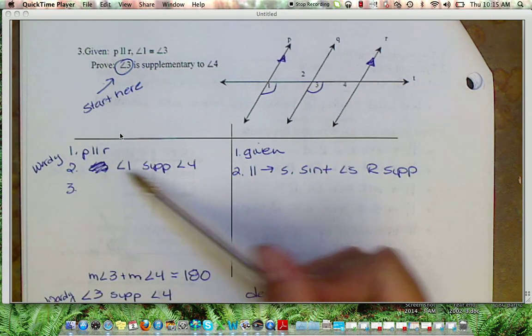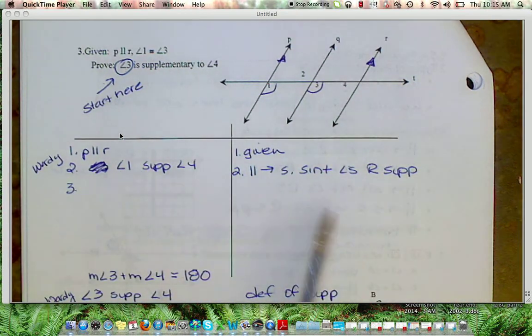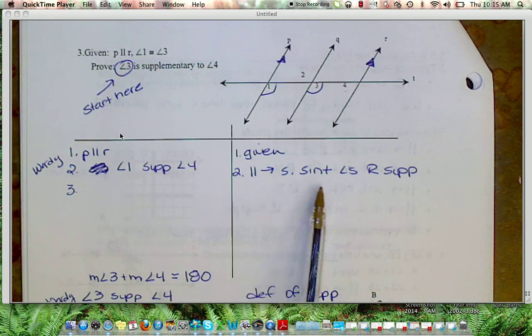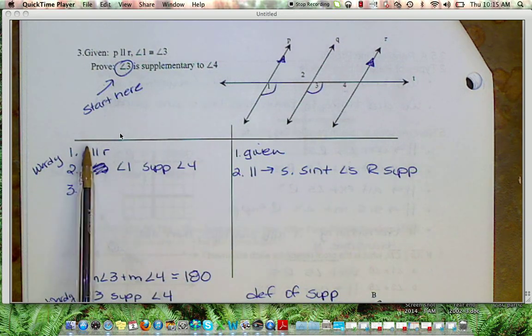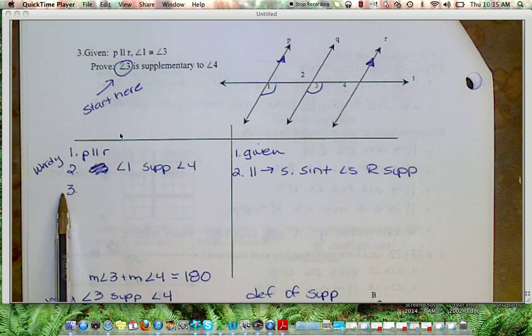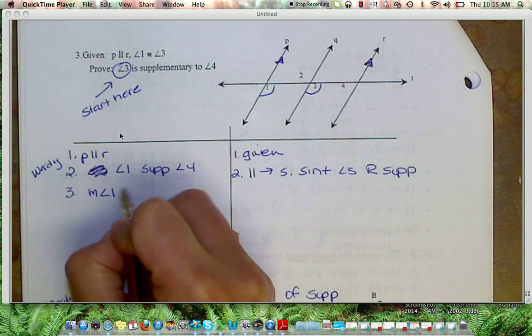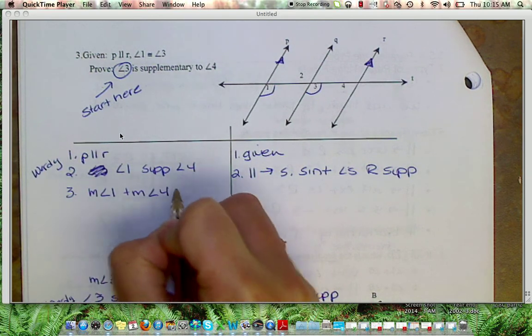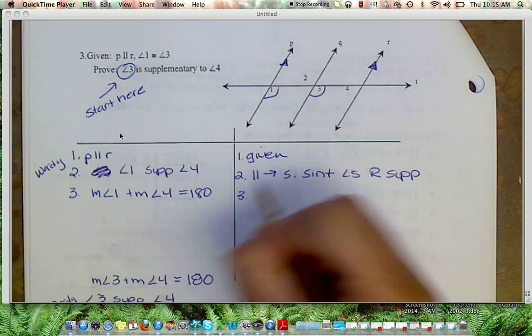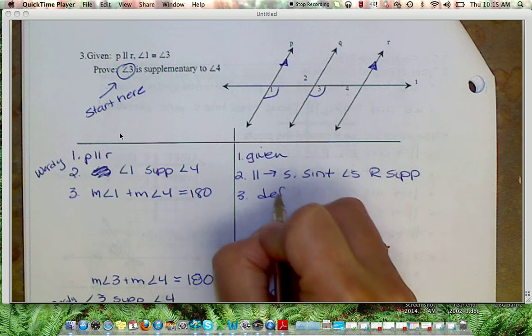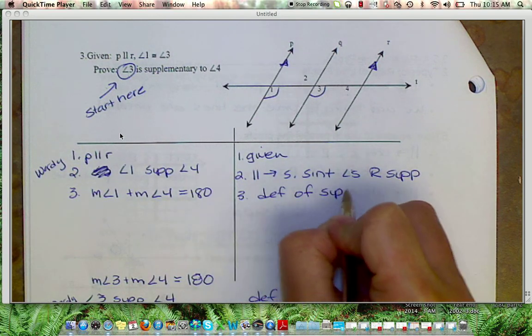So we know 1 is supplementary to 4. Supplementary, or same side interior angles, is similar to perpendicular. It's a high maintenance step because it requires 2 steps to get out. So if we're going from parallel to saying that they're supplementary, we still now have to undo this wordy statement and say what supplementary means. Measure of angle 1 plus the measure of angle 4 equals 180. So that is definition of supplementary.